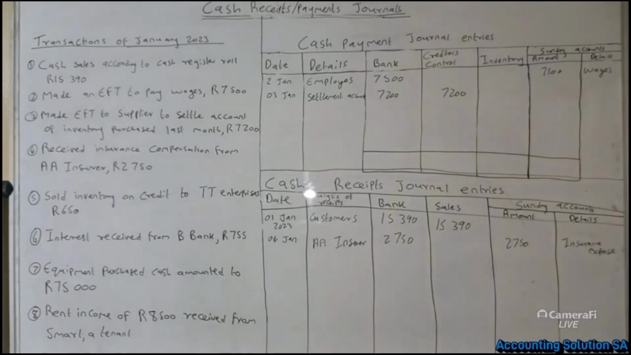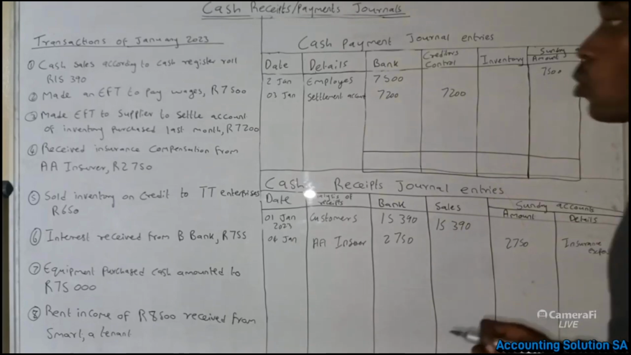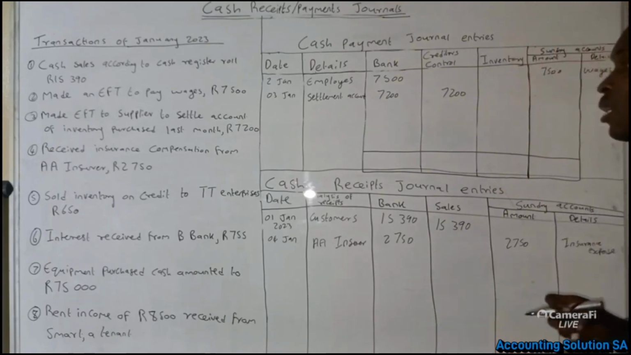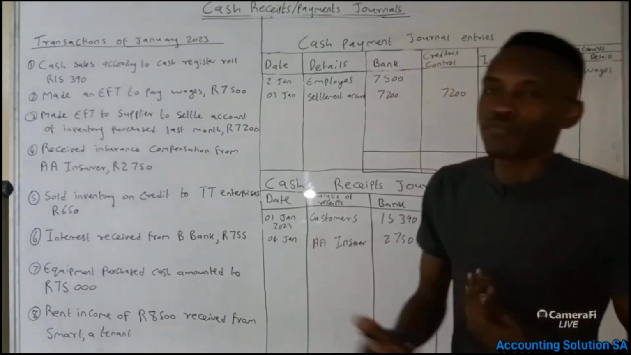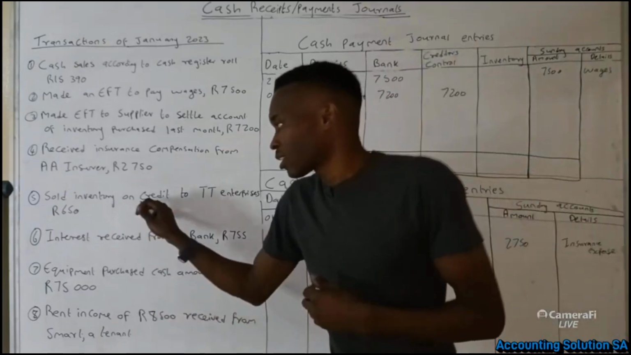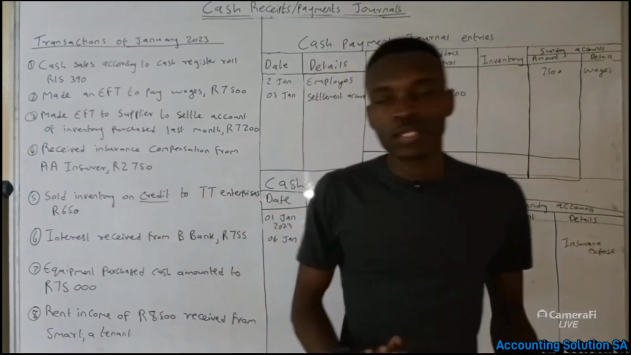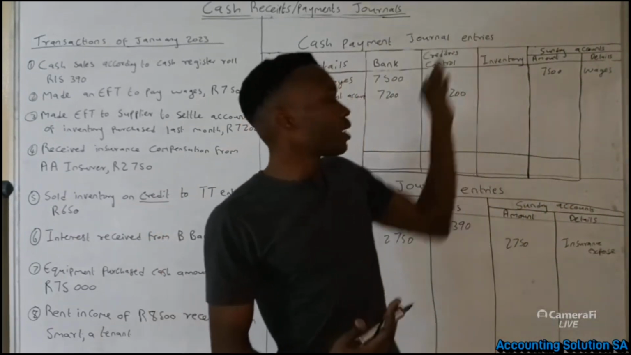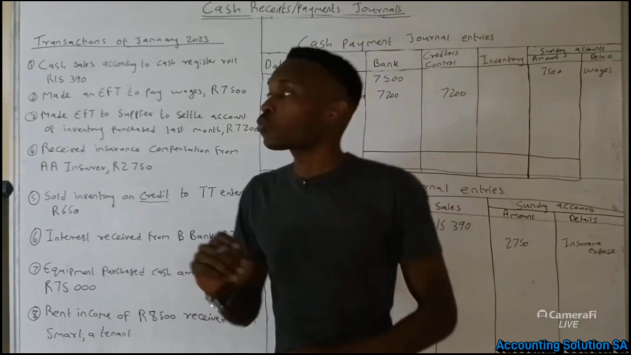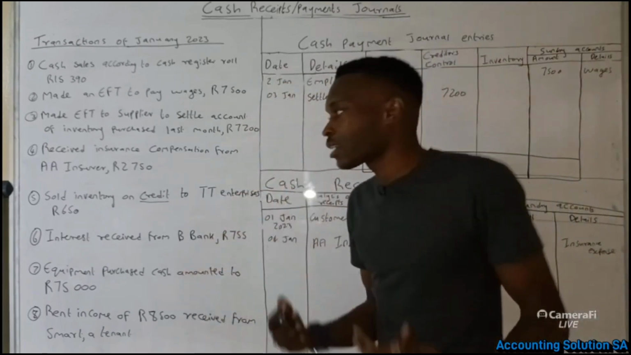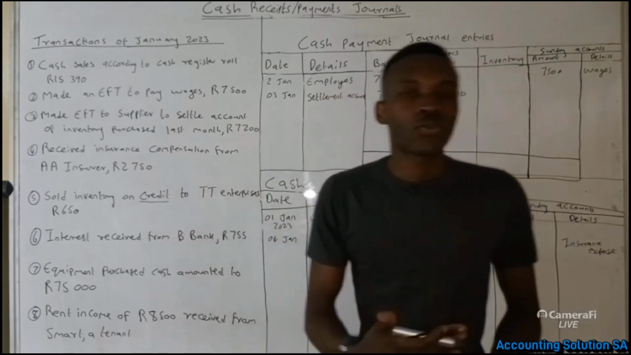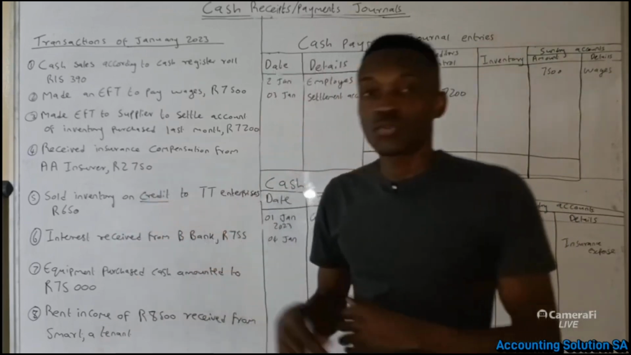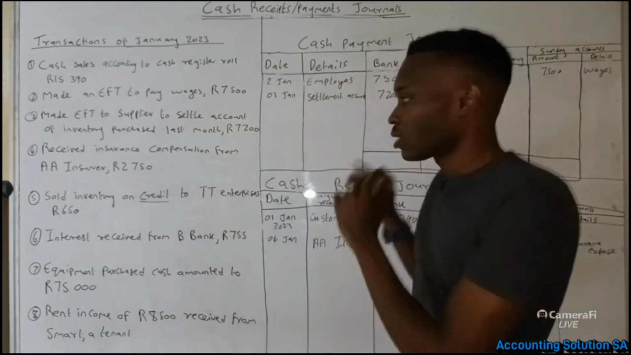The next transaction, they say that they sold inventory on credit to TT Enterprise, amounted to 650. We sold inventory, but not in terms of cash. We sold it on credit. Are we going to record it under any of these? No. These two deal with cash items only. This one will be recorded under a debtors control account, which means that we are going to skip this one. It's not going to fall under any of these two.